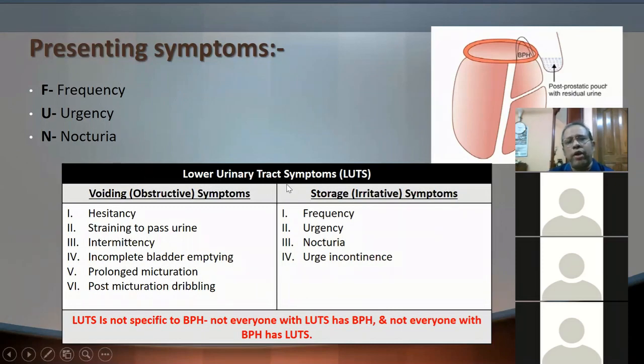But in case of lower urinary tract symptoms, there are two types of symptoms. One is obstructive symptoms, another is irritative symptoms. Obstructive symptom is hesitancy.